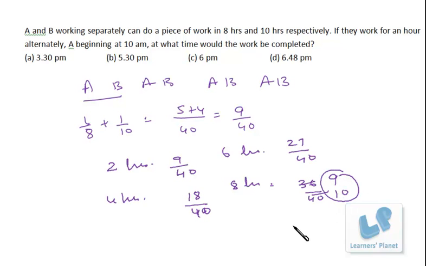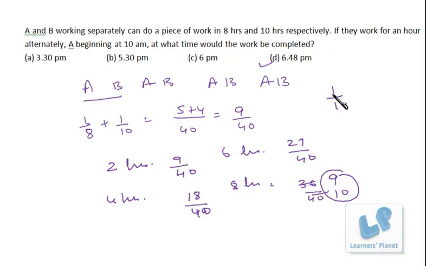Now how much work is left? It's 1 by 10. After 8 hours, in the ninth hour, it is A's turn. The capacity of A is 1 by 8 work per hour. That means if he has to do 1 by 10 work, he'll take less than 1 hour, isn't it? Suppose you don't want to calculate how much time it takes, then we can go by the options. That means in all 8 hours plus less than 1 hour. They are starting at 10 o'clock. From 10 o'clock, 8 hours will be 6 o'clock. Then less than 1 hour, so 6:48 will be the answer, isn't it?